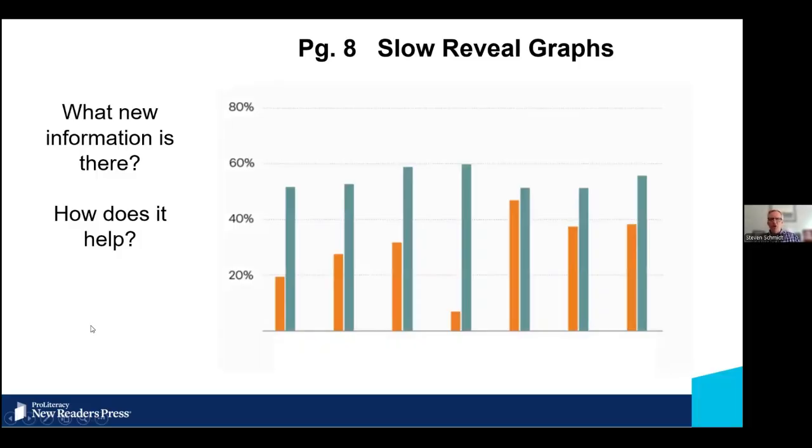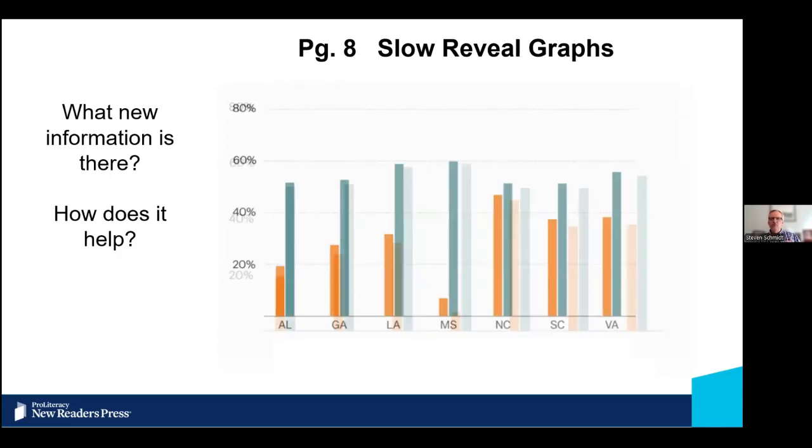We've gone from just the bar graph to the percentages. Then we could reveal more, always asking the question, what new information is there? How does it help? And now we've got some words or some things down at the bottom: AL, GA, LA, MS, NC, SC. I wonder what that is.